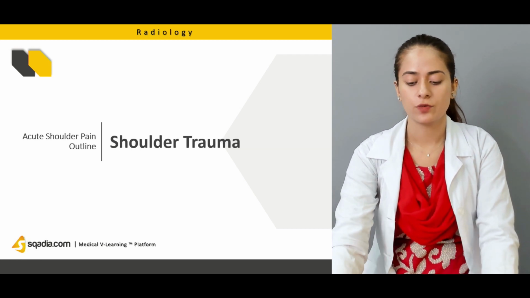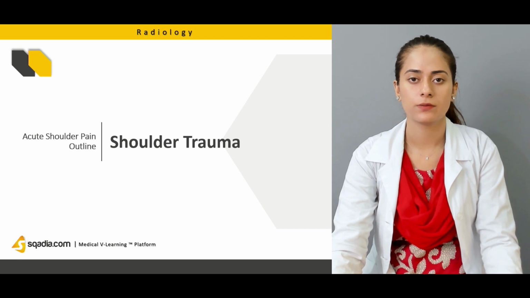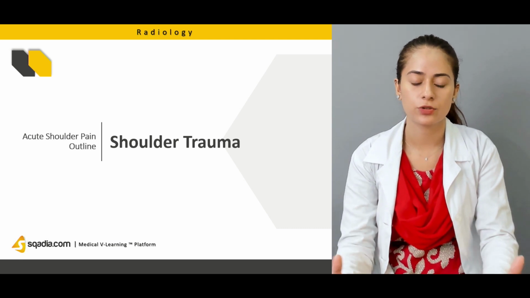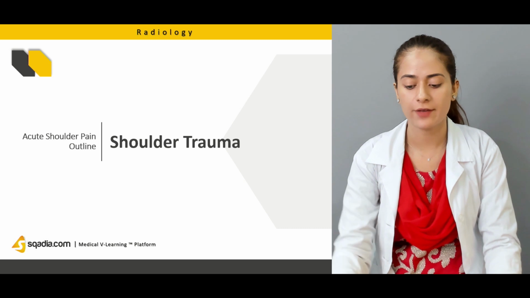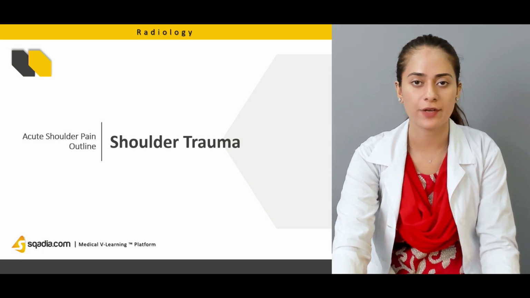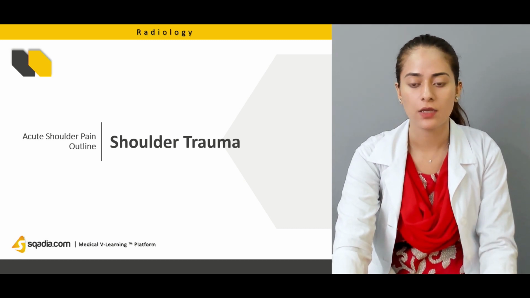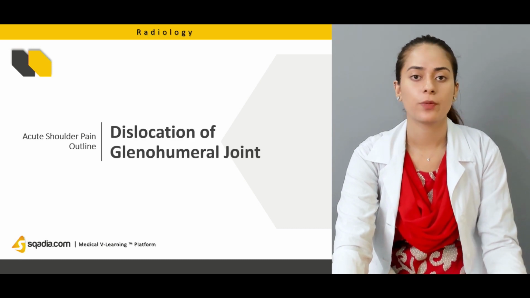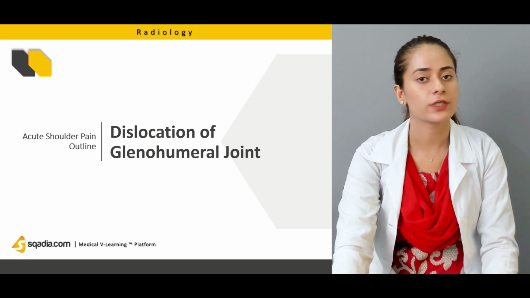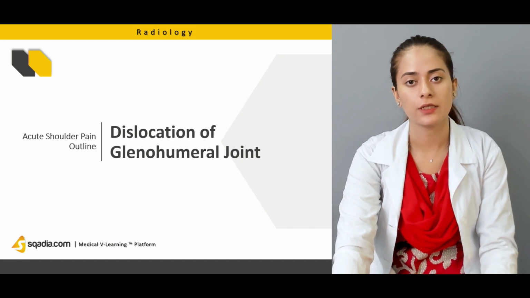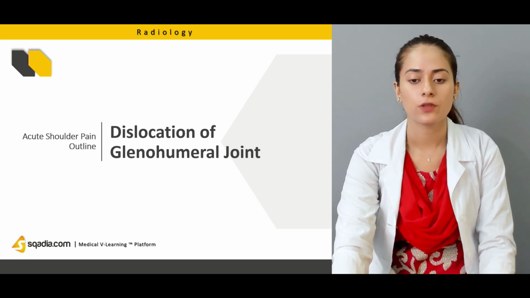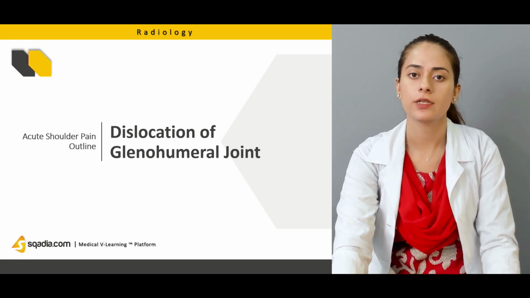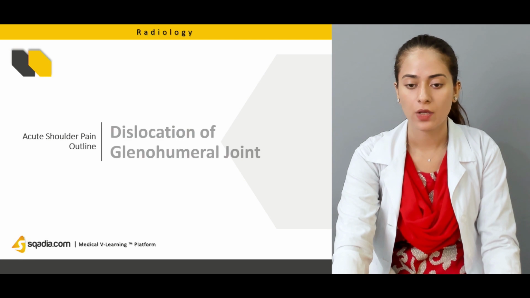So then we will move to shoulder trauma and how the traumatic shoulder region appears on radiographs, and in acute conditions when radiographs are taken, how they appear. So we're going to talk about that. Then we will talk about the dislocation of the glenohumeral joint, the most common being the inferior dislocation of the humerus. So we will talk about that in detail in the lecture.